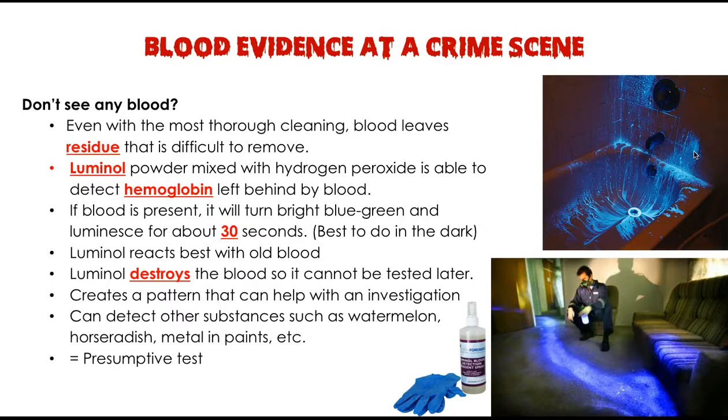I don't know, maybe there was also a watermelon explosion, right? So this is what we call a presumptive test. We are presuming that there is blood at the crime scene. However, we cannot confirm if it's human blood, but it's leading us in the right direction. So that's why it's called a presumptive test.